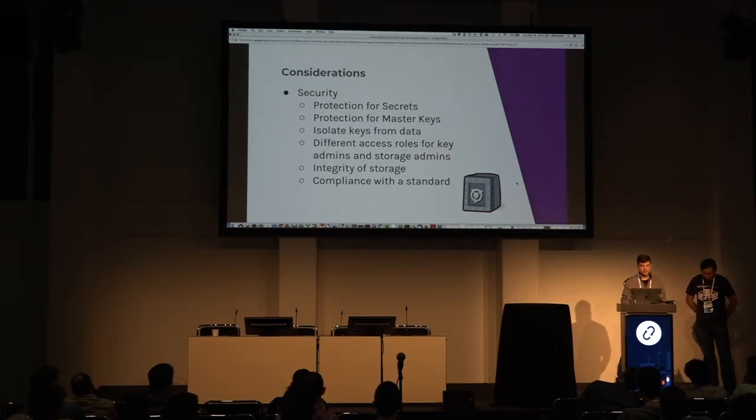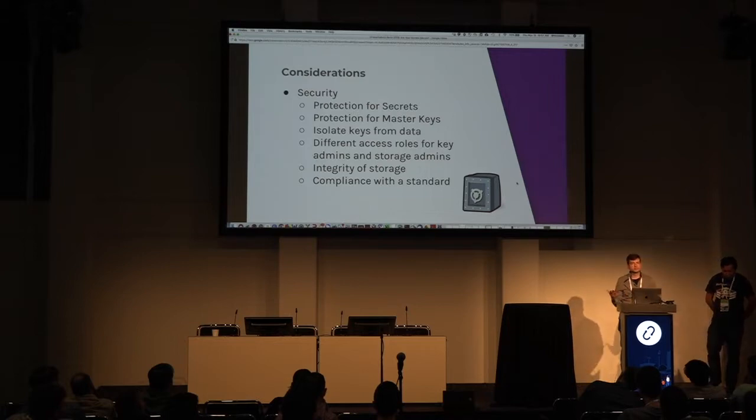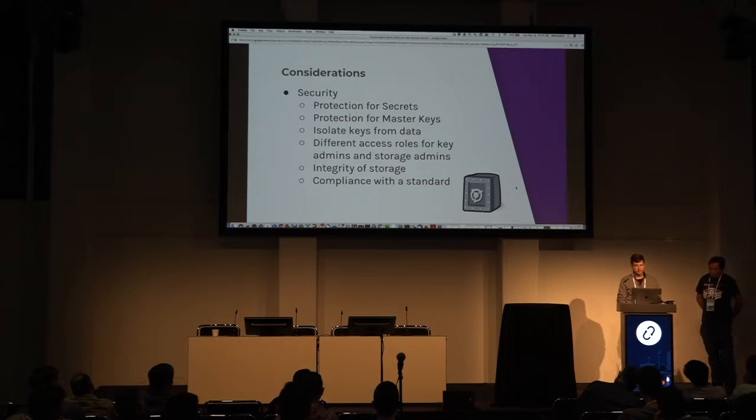Another important aspect is the integrity of storage. In addition to being hidden away, you also want to make sure that no one can tamper with those keys. So the integrity of storage is an important consideration. And then finally, depending where you live and what industry you're in, you may have a set of standards that you need to comply with, whether it's FIPS or ANSI or GDPR, et cetera. This will be another consideration as you make your choice on secret storage.